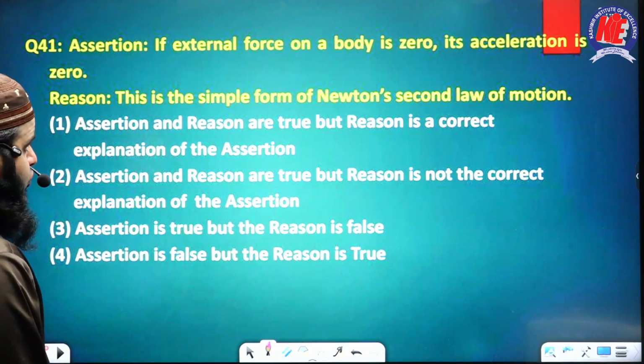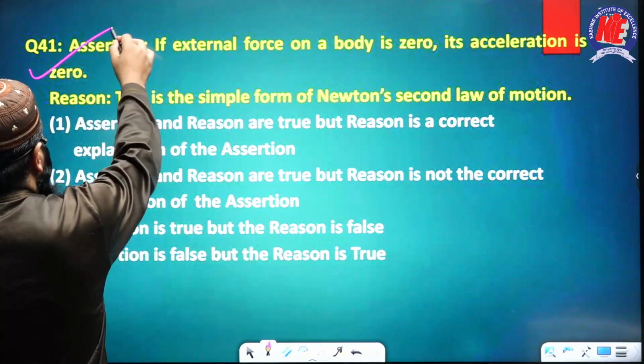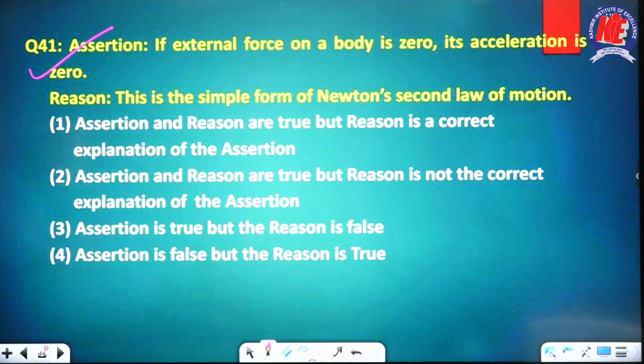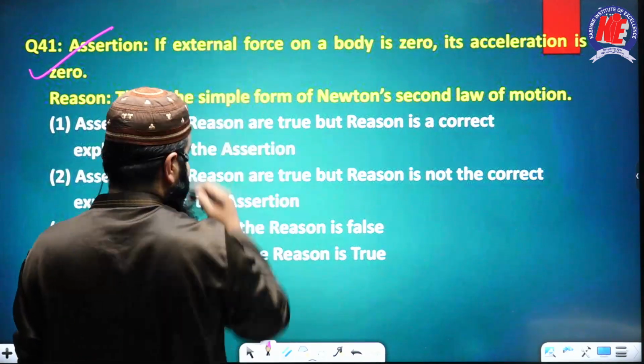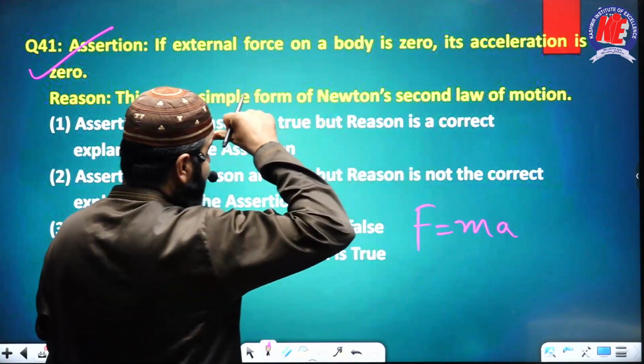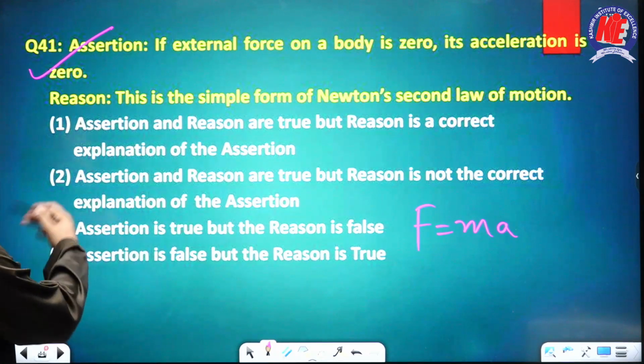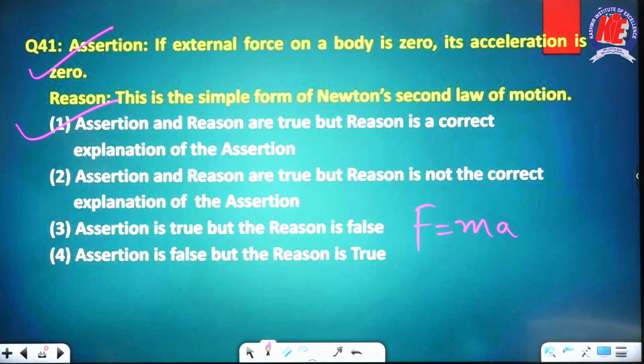If external force on a body is 0, its acceleration is 0. That is million% right. This is a simple form of the Newton's second law. Yes, you can prove the assertion based on F is equal to ma, which says that if F is 0, the a will be 0. So assertion and reason are true, and reason is the correct explanation as well.